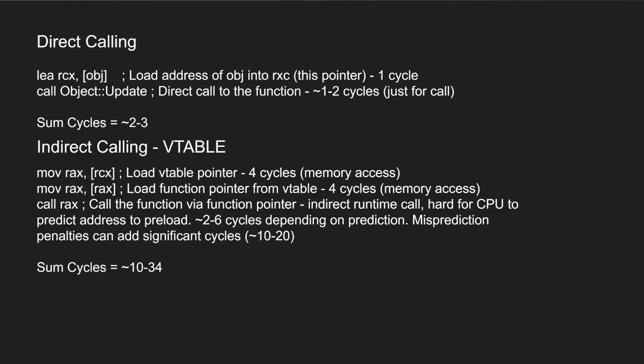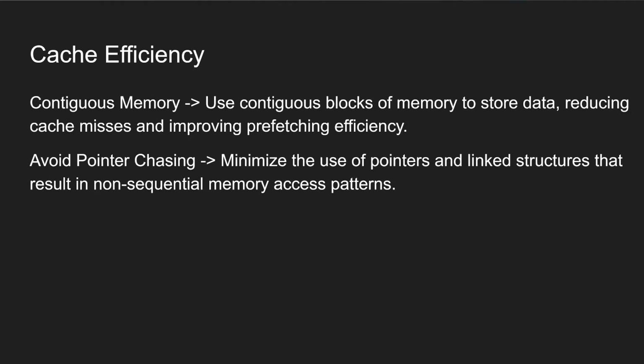So we can see that when we scale the amount of data that we need to process, it can lead to a much bigger amount of cycles for just a very small thing.